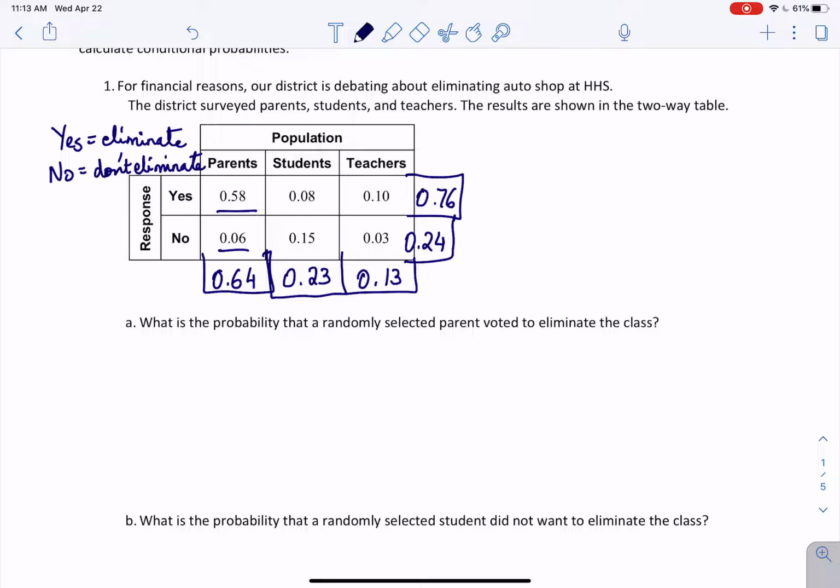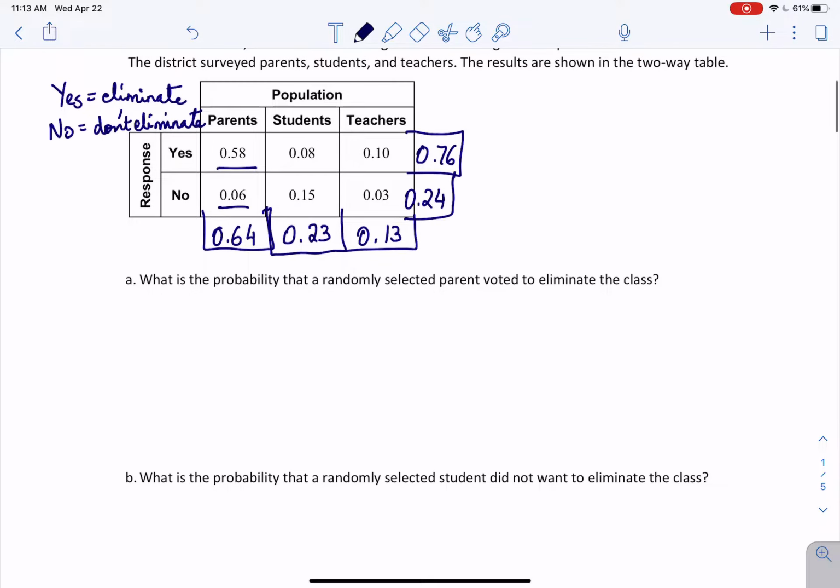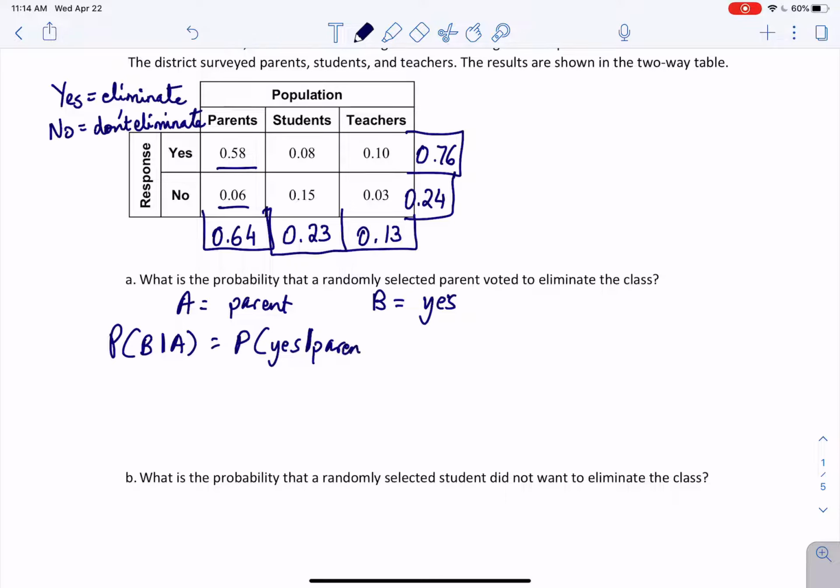So now I want to find these conditional probabilities. If I know that one thing happens, what is the probability that something else happens? For example, in this one, I am going to select a parent, and I want to know if that parent wanted to eliminate the class or not eliminate the class. So my event A here is picking a parent, and my event B is eliminating the class, so voting yes. Now, I already know that it's a parent, so I know that A has happened. So I really just want to know, what is the probability of B given that A happened? I already have picked a parent, so what is the probability that that parent voted yes?